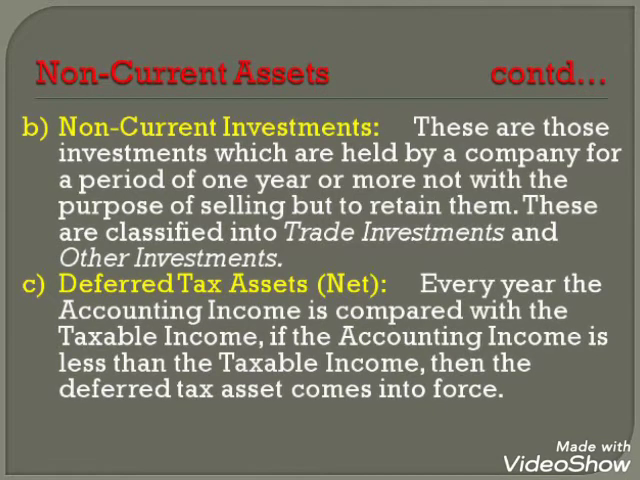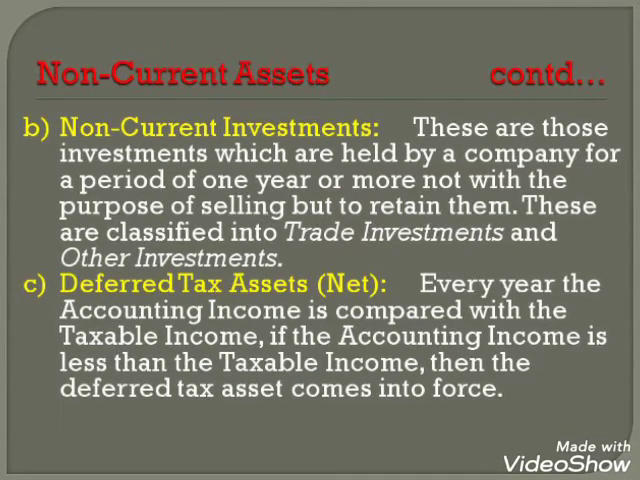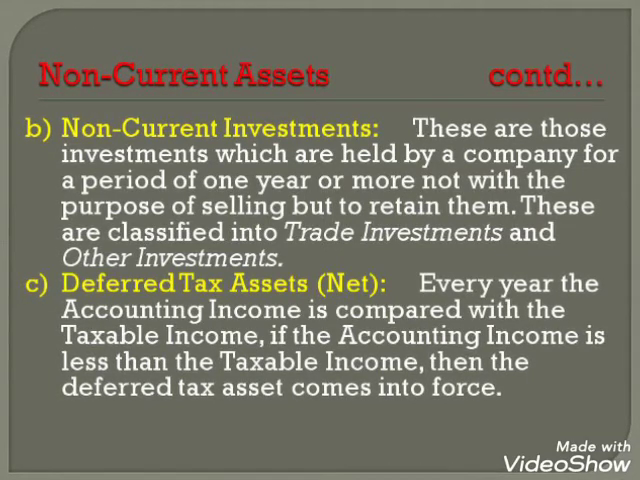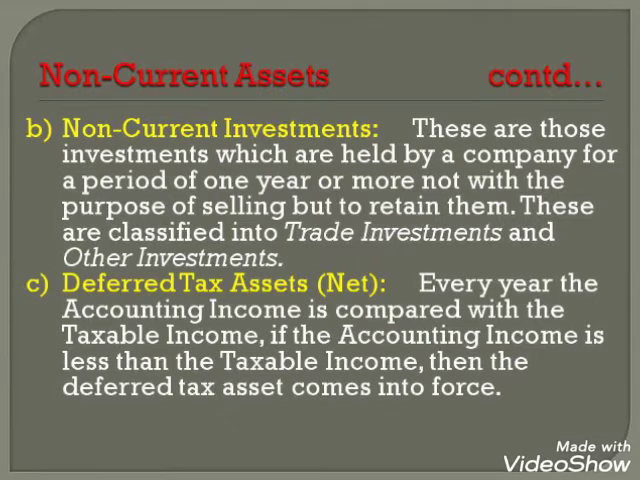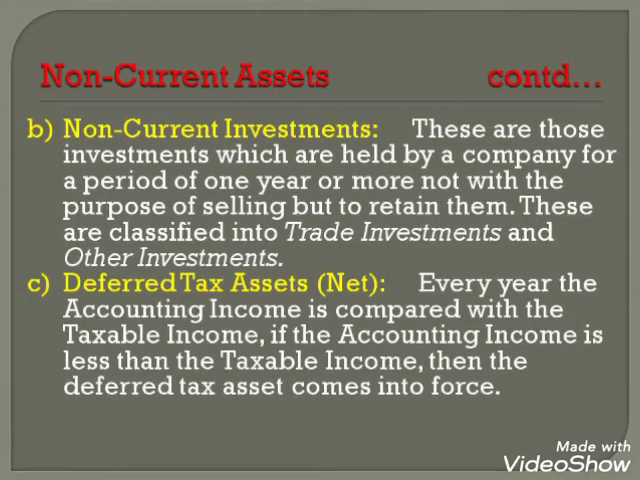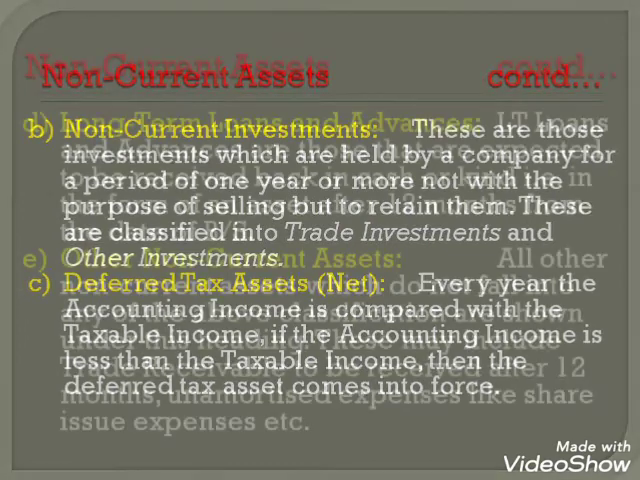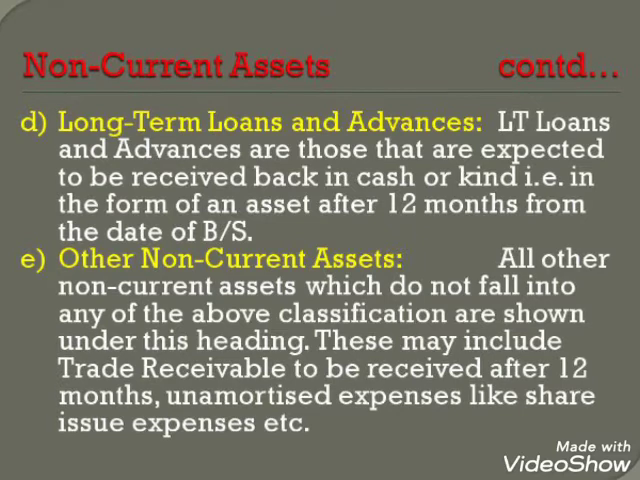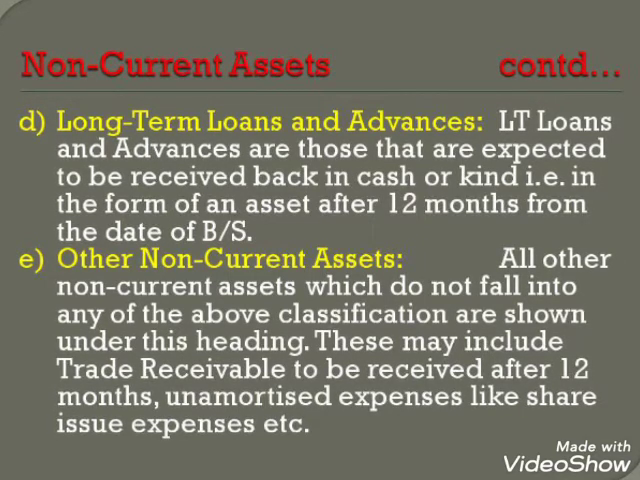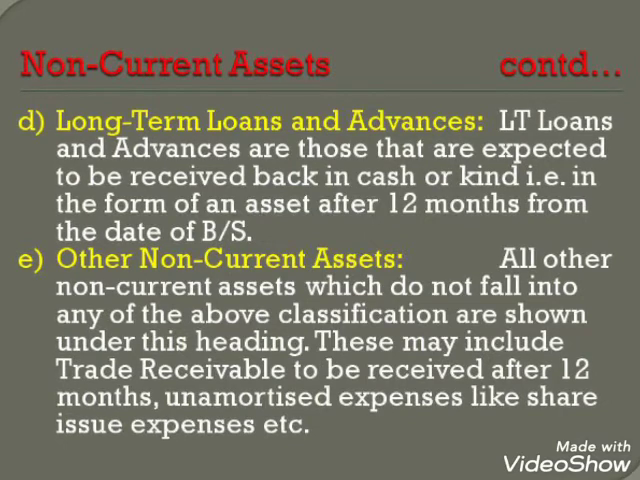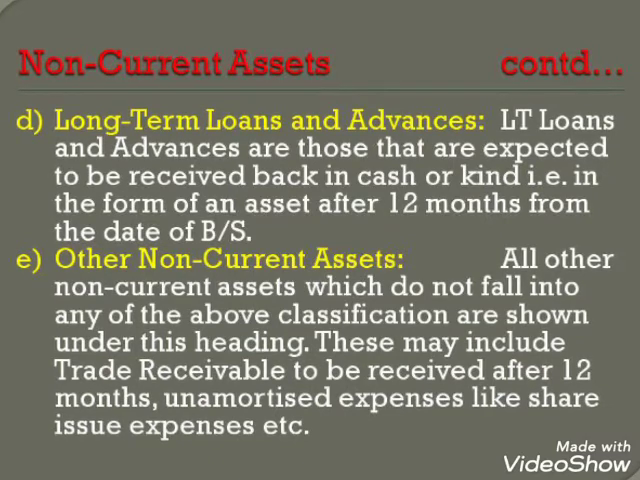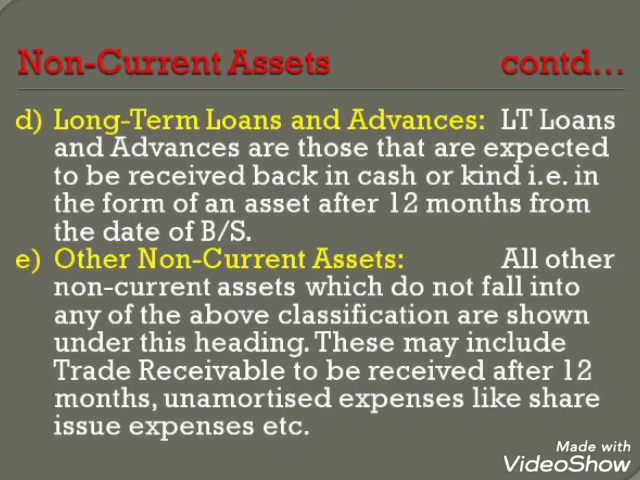Third is deferred tax assets net. Every year the accounting income is compared with the taxable income. If the accounting income is less than the taxable income, then deferred tax assets comes into force. Fourth subhead is long-term loans and advances. Long-term loans and advances are those that are expected to be received back in cash or kind, that is, in the form of an asset after 12 months from the date of balance sheet.